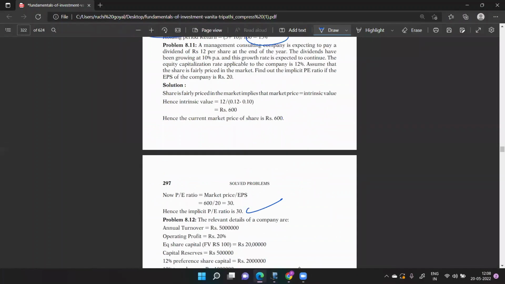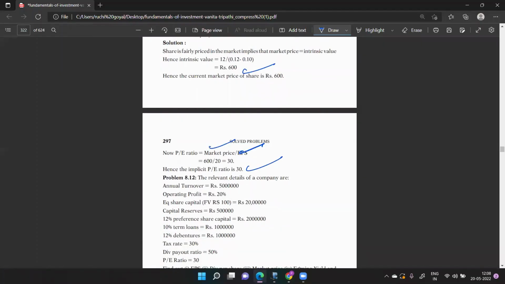Yes, 30 is the PE ratio. Value came out to be 600. You did market price upon EPS and you got it as 30.